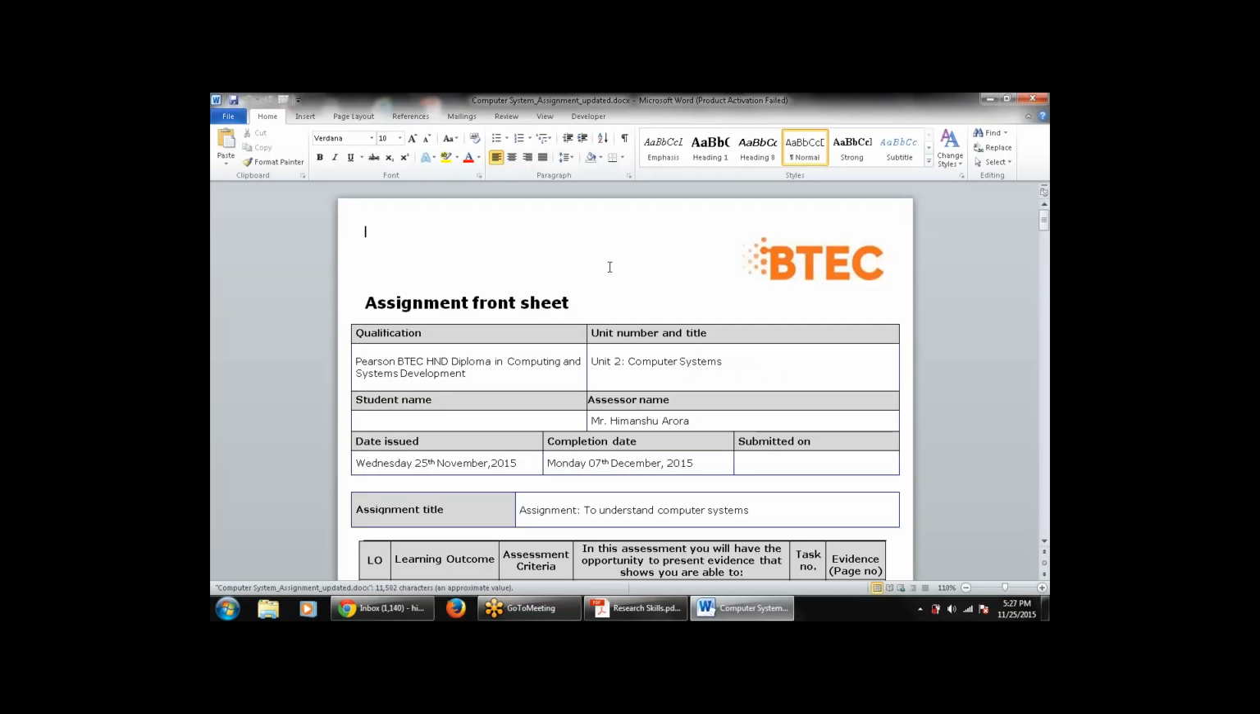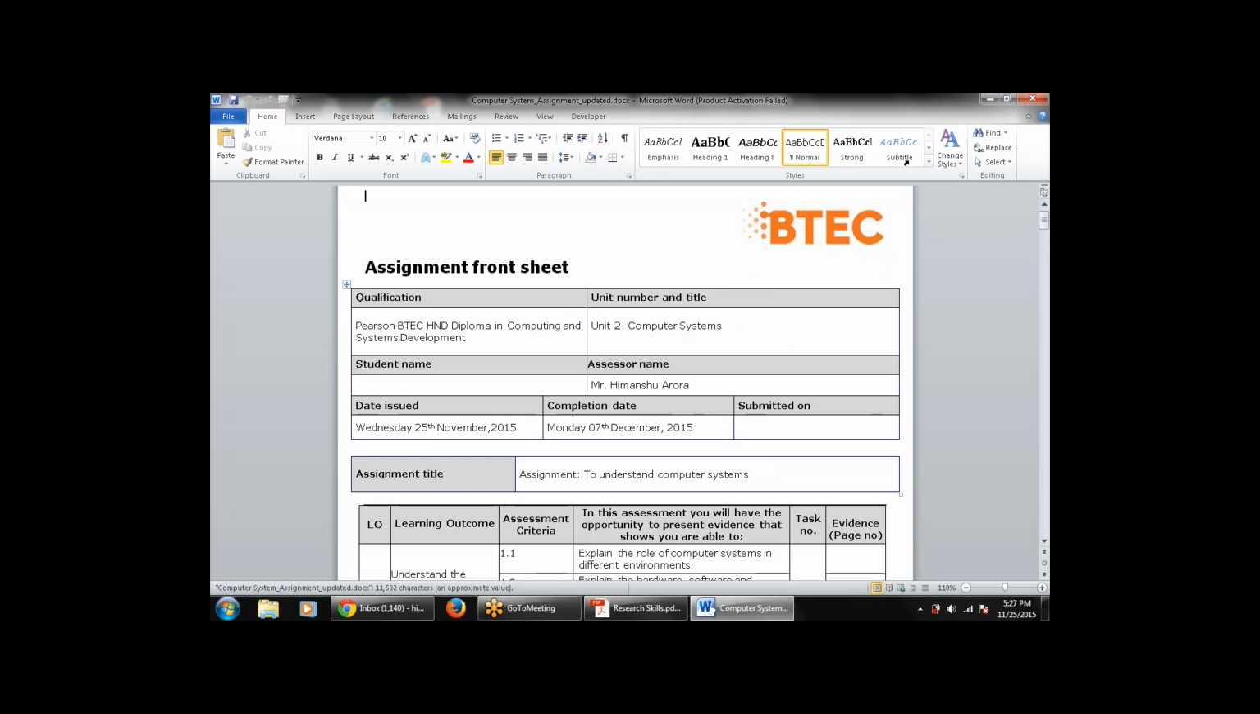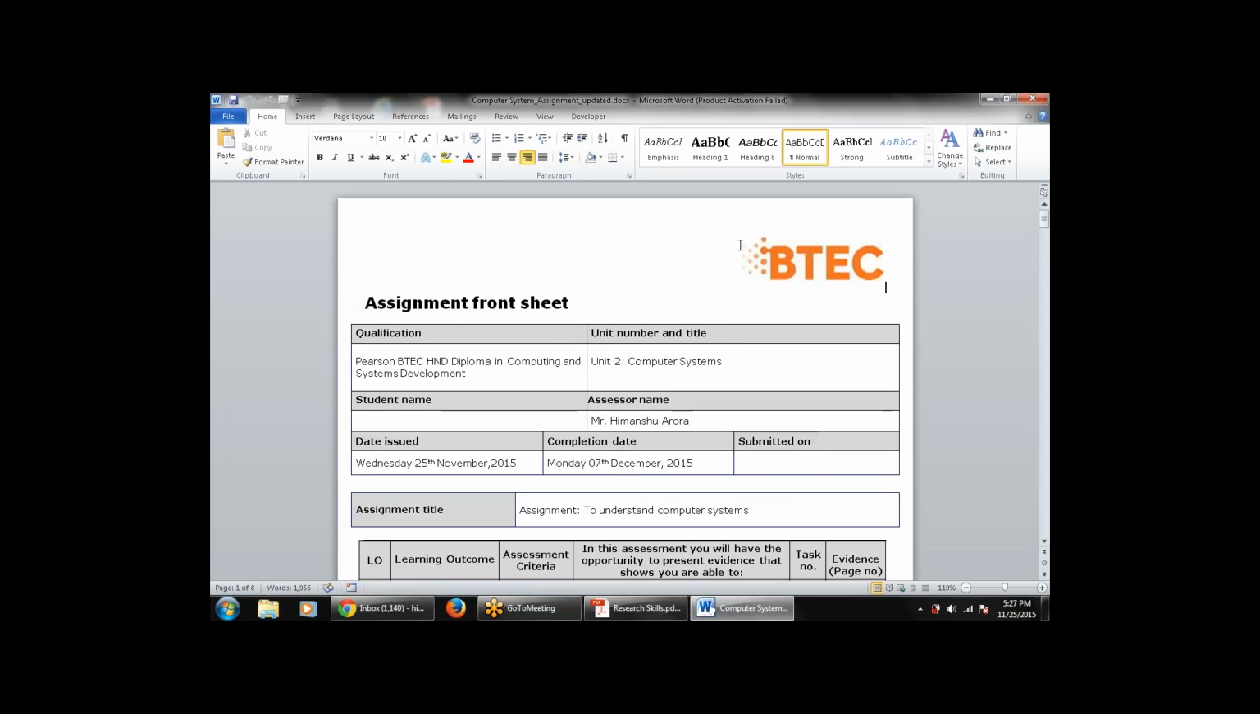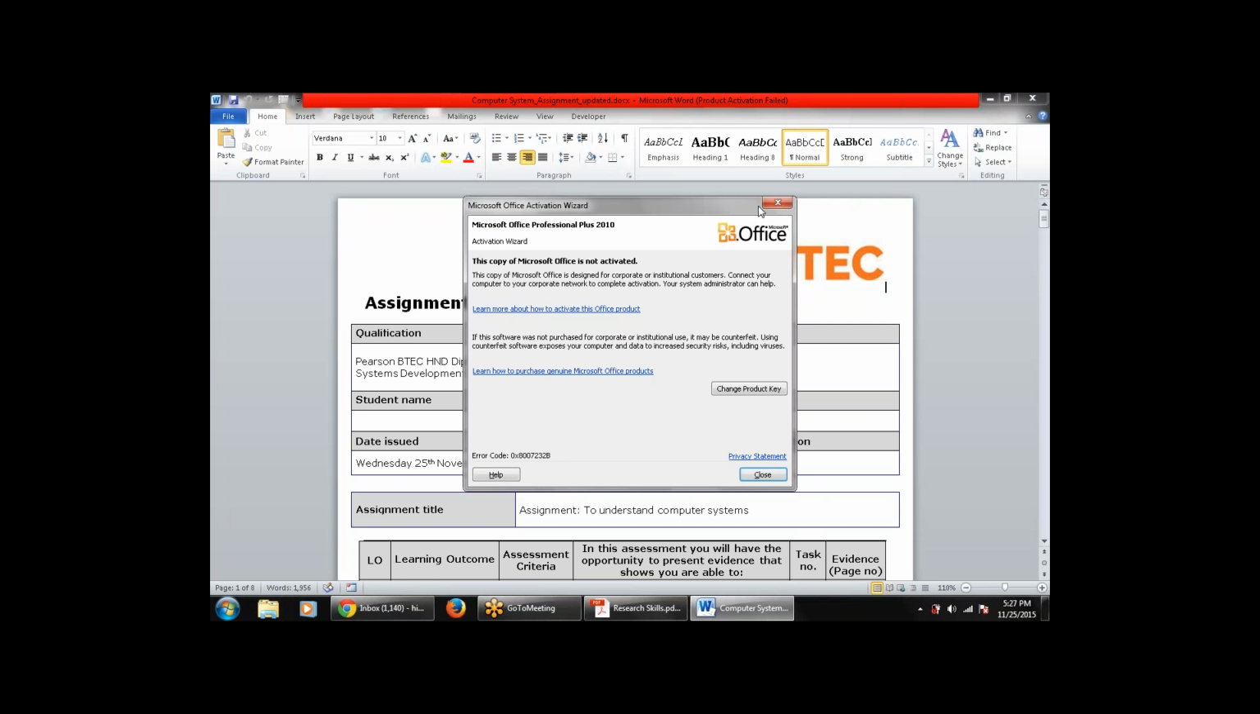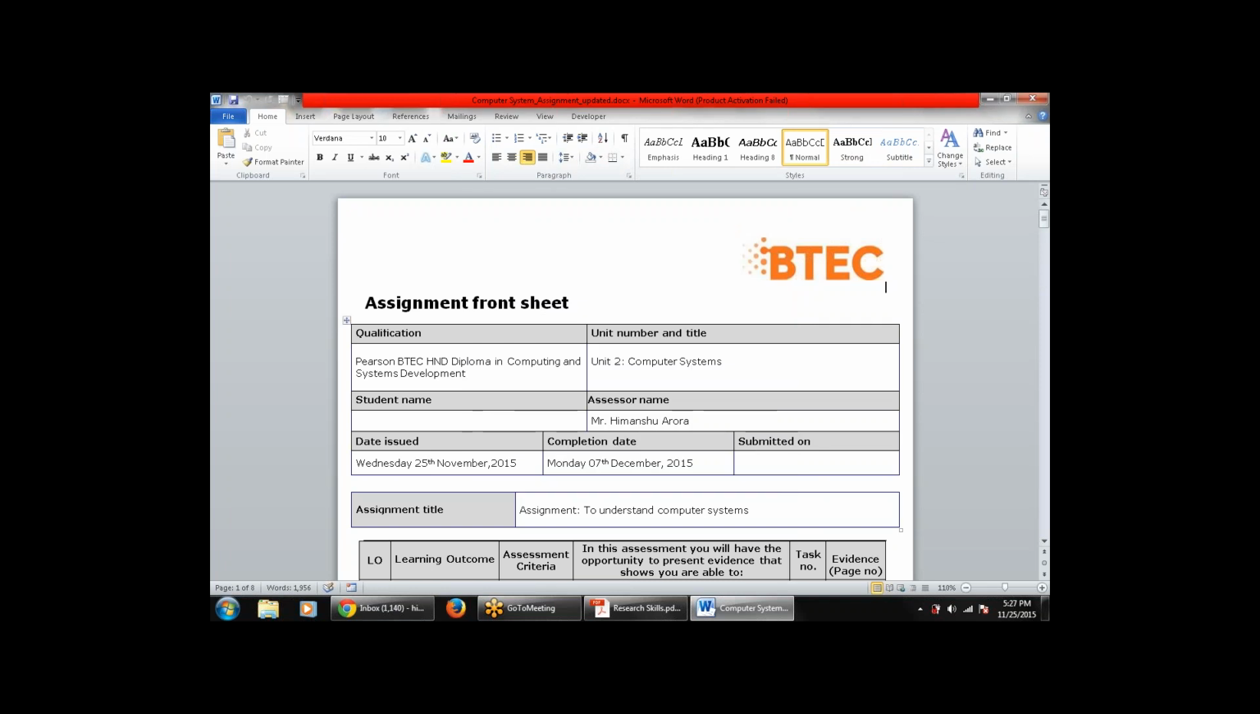So this is the assignment for unit number 2, the computer system. This is the same assignment front sheet that we have given in the previous assignments also. And this is the qualification required for this one, the Pearson BTEC and so on. This is the unit name and title, unit number 2 computer system. You have to submit this assignment in this format only. Listen carefully, the front sheet is the same for the assignment.